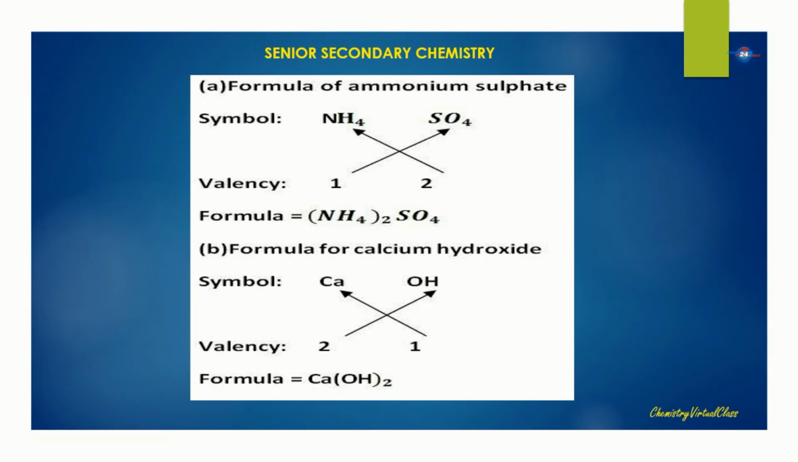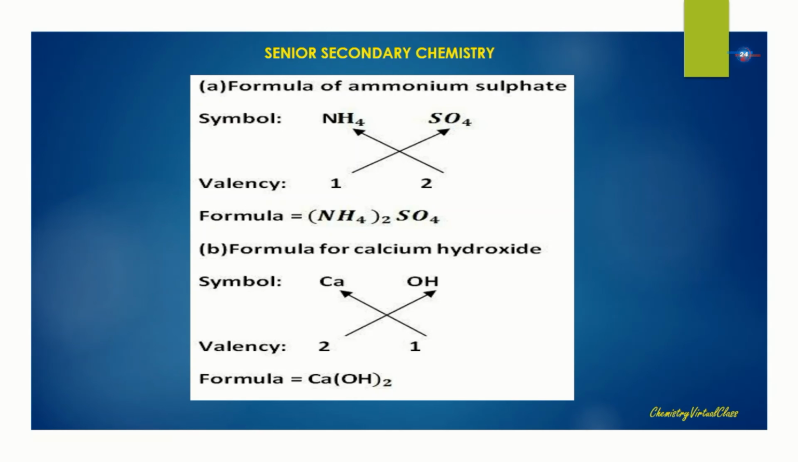Very, very important. Most students do not know how to write the chemical formula of ammonium sulfate. Remember, you swap the valencies, and finally 1 goes to sulfate and 2 goes to ammonium. Therefore, ammonium sulfate is (NH4)2SO4. Very, very important. Now let's move on and write the chemical formula for calcium hydroxide.